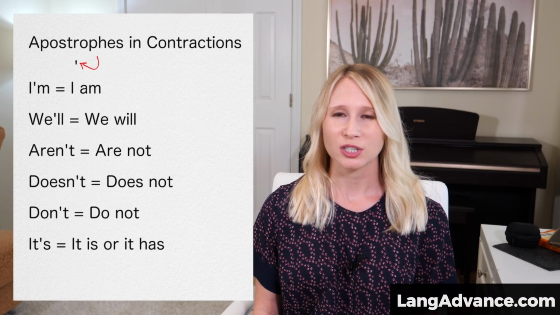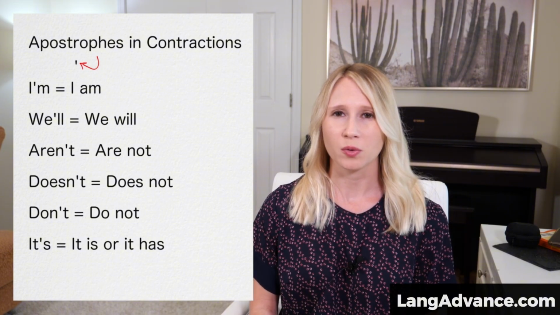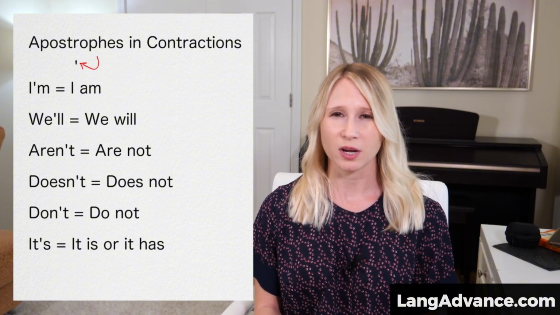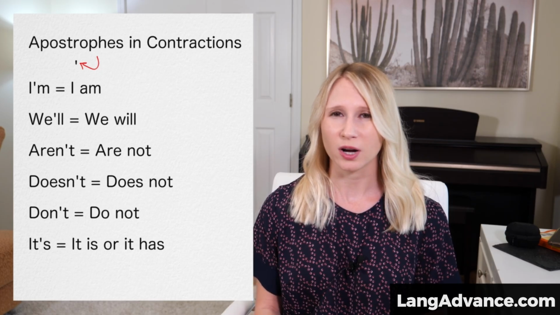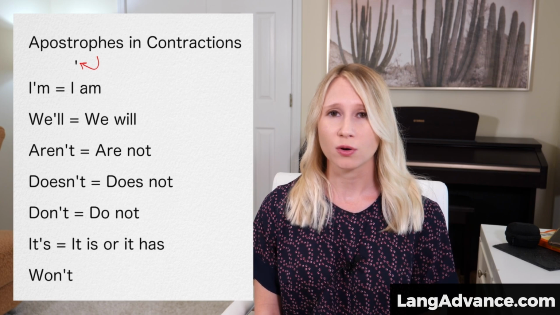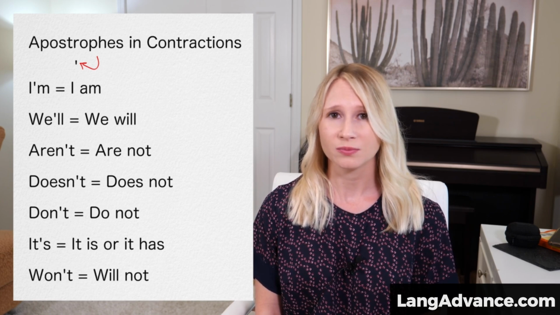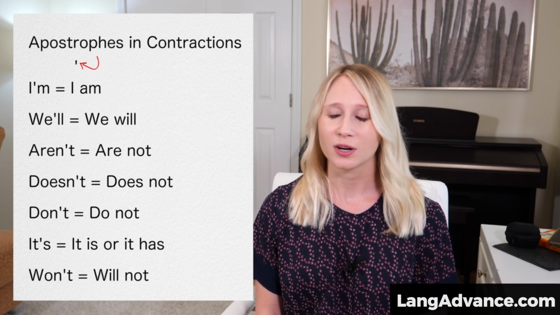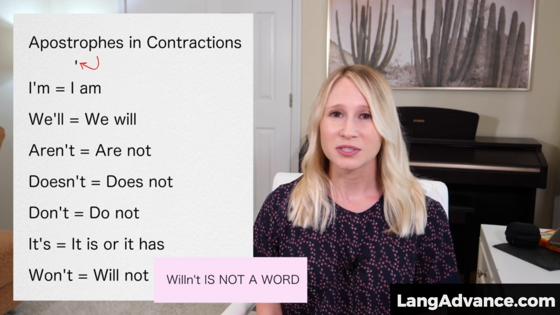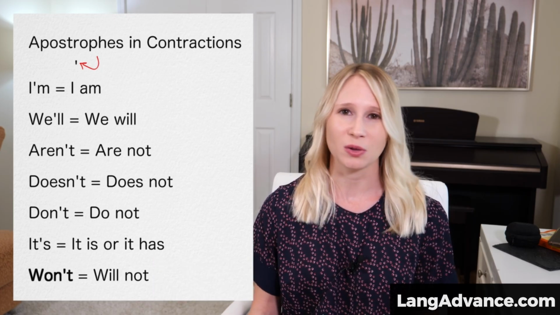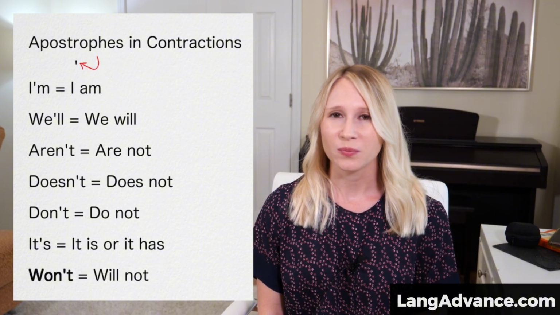The only contraction where the rule for replacing the letters with an apostrophe doesn't work is in the word "won't." Won't is short for "will not." There's no such word as "wo not." It's simply "won't," and that's the only one that doesn't fit the rule.